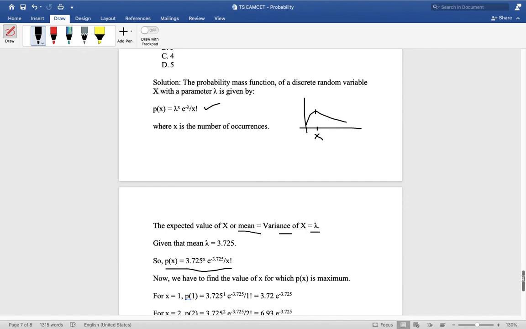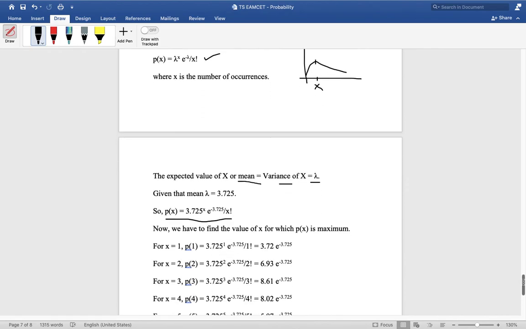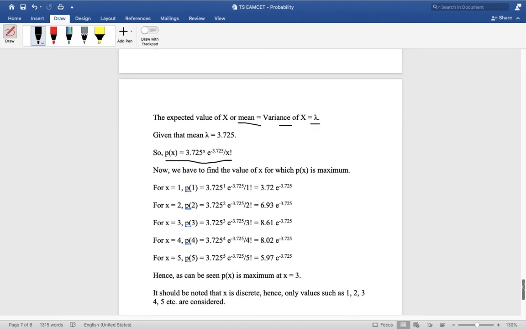Okay, so what I will do is I will just start putting in the values and that's it. It's easy and done. I don't need to find the value of this because this is a constant and it will be present in each of the probabilities. So it's common. We don't need to find its value. When I put x equals 1, it will be 3.725 raised to the power 1 divided by 1 factorial. So approximately 3.72 into this number. For x equals 2, this will be squared and divided by 2 factorial, which is 2.